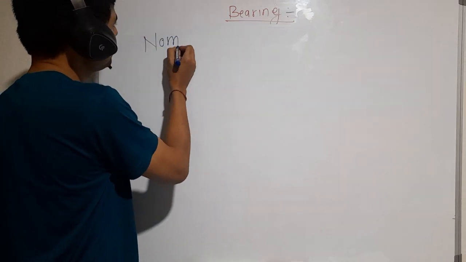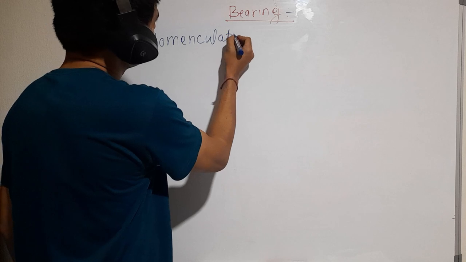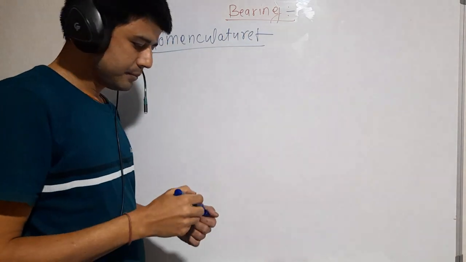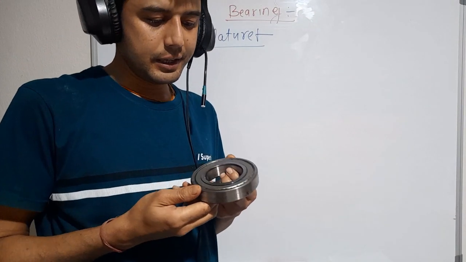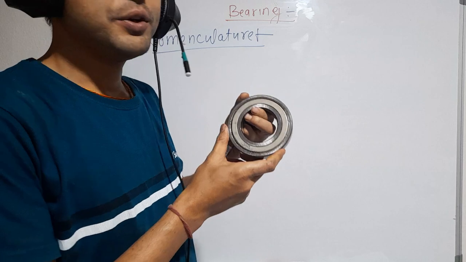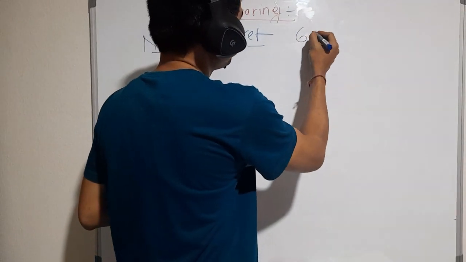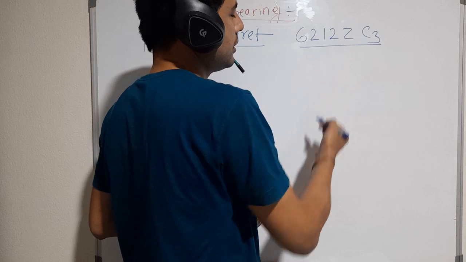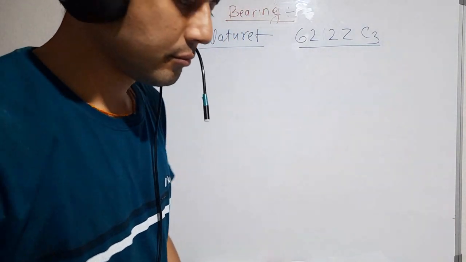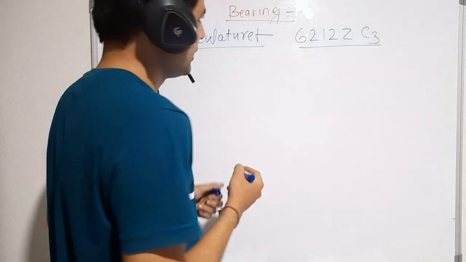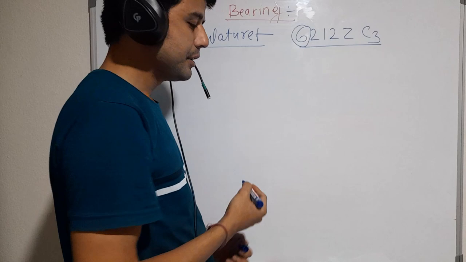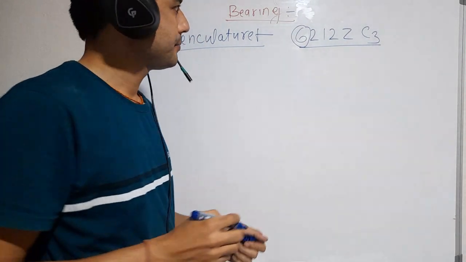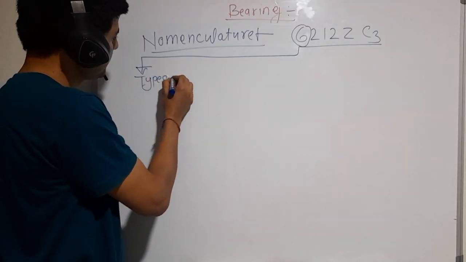Let's start with the nomenclature. I select this bearing and I will define it. 6212 Z C3. What is the particular meaning of 6212 Z C3? The first part of the bearing expresses the type of bearing.